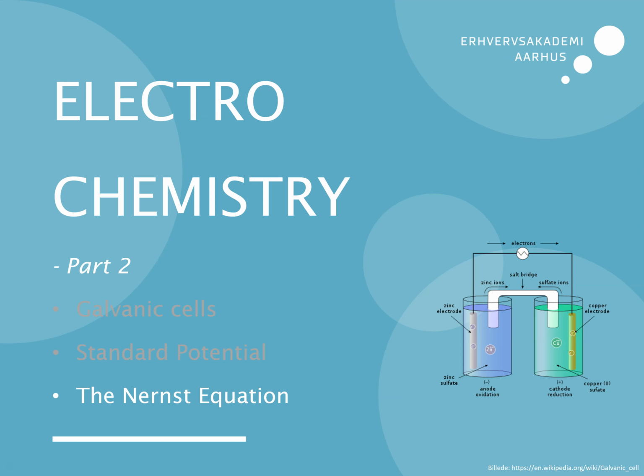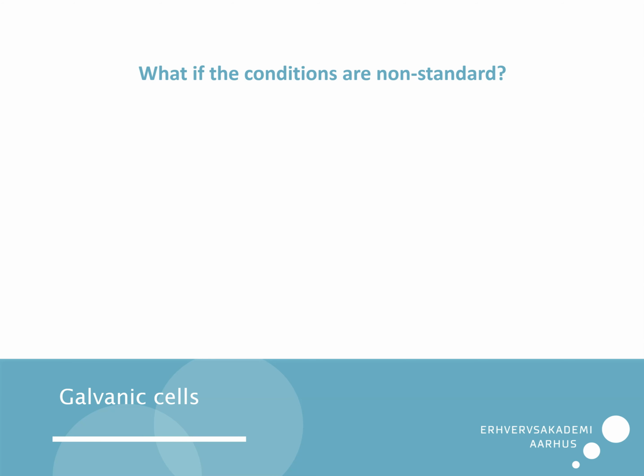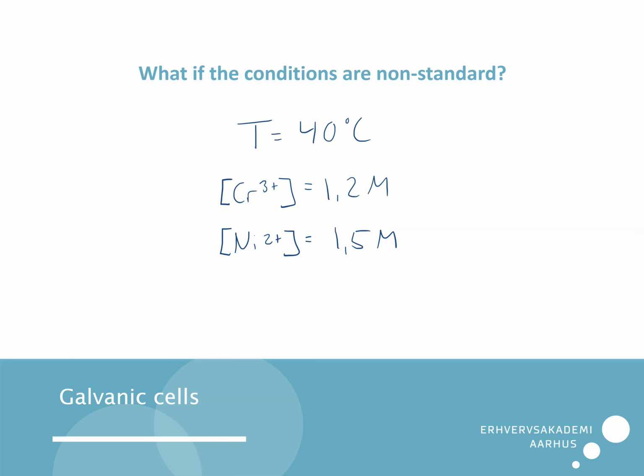In the last video, I showed you how to calculate the standard potential of a galvanic cell under standard conditions, meaning 25 degrees Celsius, a pressure of 1 atmosphere, and 1 molar of each of the solutes in their respective half cells. But what if we don't have standard conditions in our reaction? Let's say we have a temperature of 40 degrees Celsius and a chromium concentration of 1.2 molar in the left cell and a nickel concentration of 1.5 molar in the right cell.